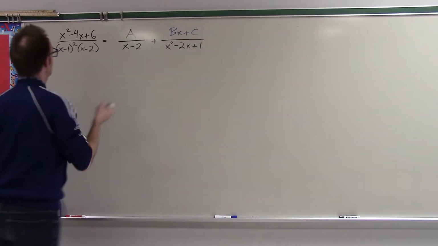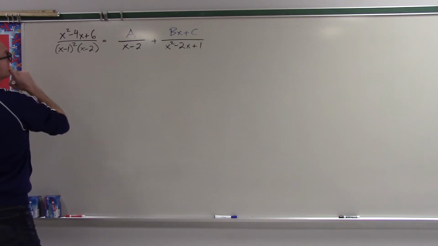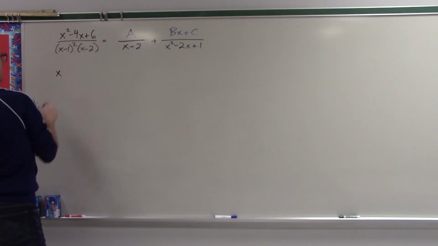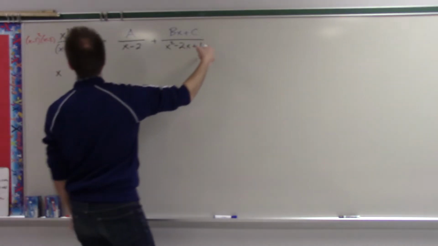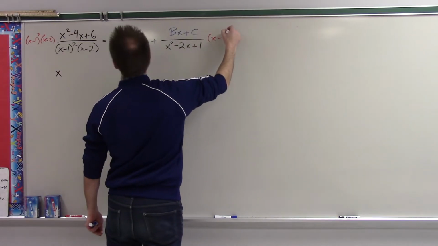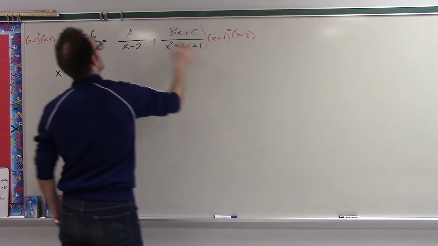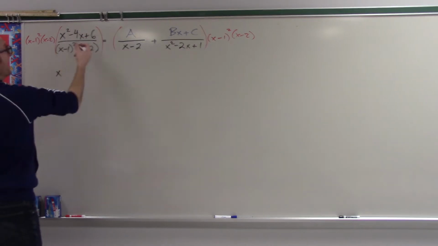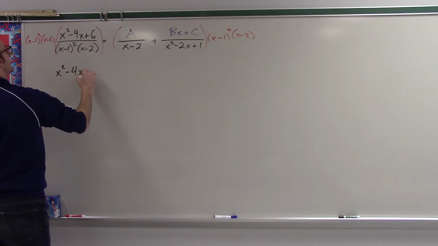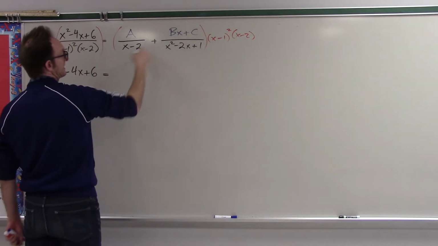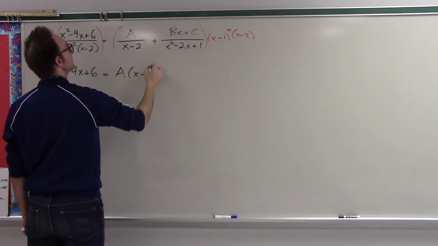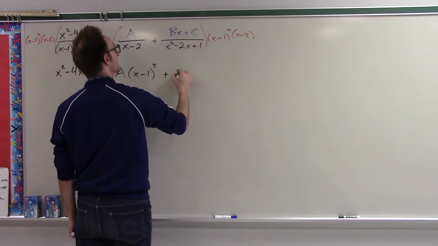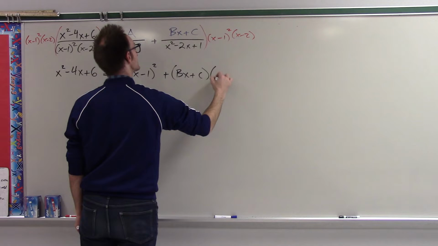So let's do it pretty quickly. And for my students who are watching, this is the problem we started with like 2 minutes left in class. So I'm going to now multiply through both sides by x minus 1 squared x minus 2. And this we will multiply through by x minus 1 squared x minus 2, the whole entire right side. Okay, and all right, if we do that, then we get x squared minus 4x plus 6 equals, and here we get a(x minus 1) squared plus (bx plus c)(x minus 2).